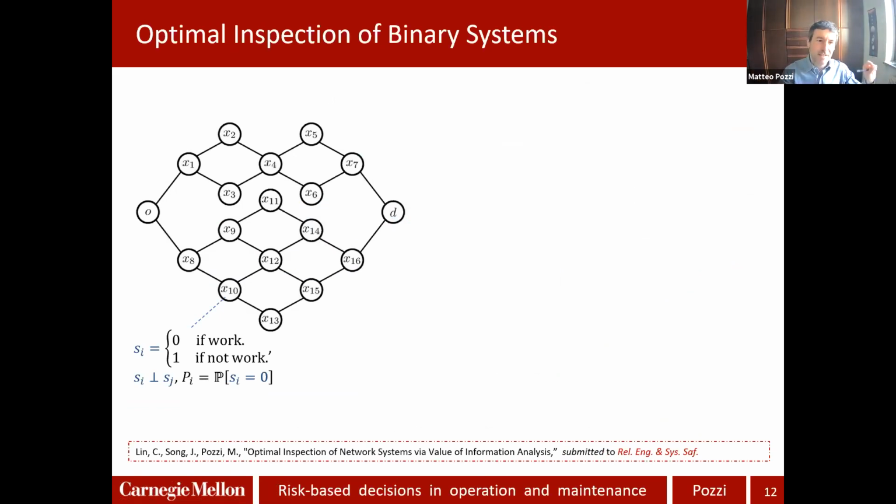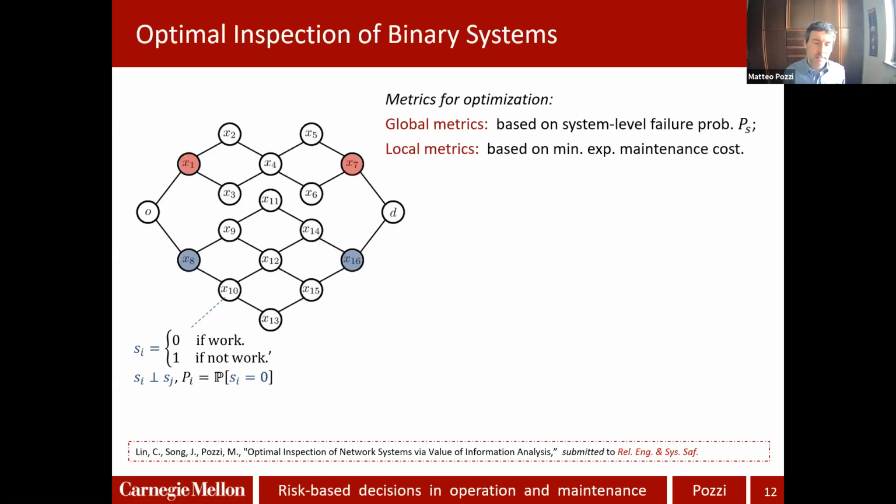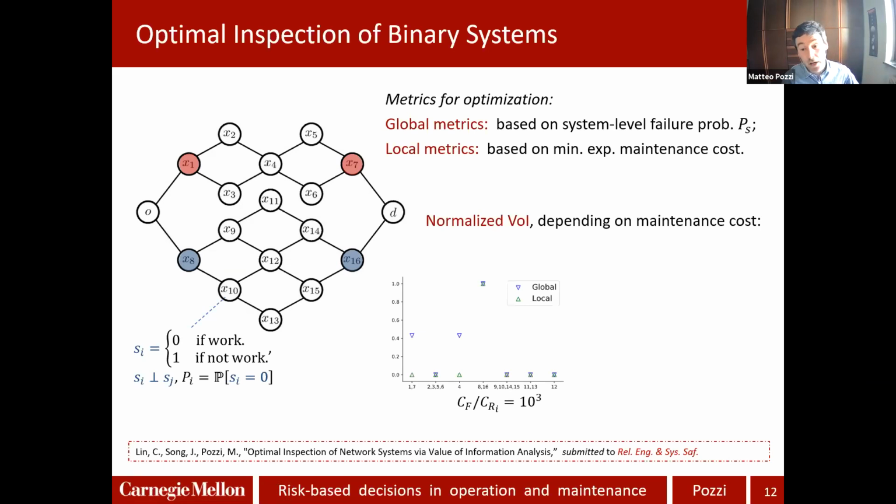And in this setting, you have a binary system, an origin and destination, and you need to understand what component has the highest value. You might think, rightly so, that the bottleneck may be more important because of its role, but actually it really depends on the specific setting that you're using. In this paper, we are proposing something called a global metric, based essentially on the system probability of failure, and a local metric that is instead more related to the actual maintenance cost.